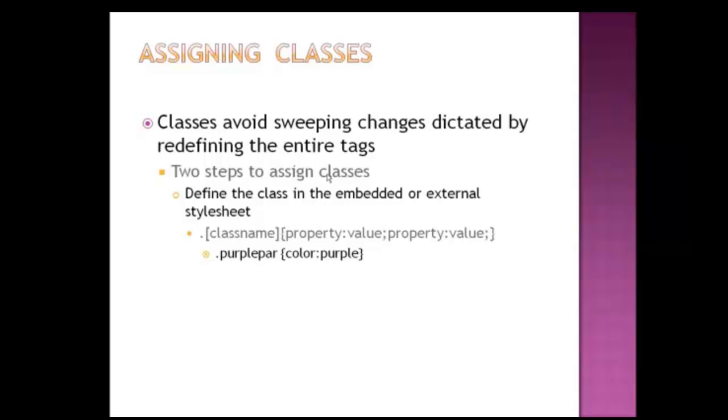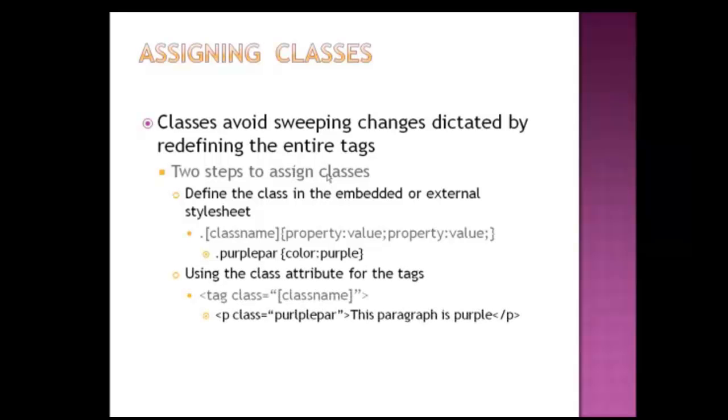So in your external style sheet file, or within the style tag of the head element for embedded style sheets, you put a period, and then you type the name of the class, and then in the curly braces, you type the property value formats. And if you have multiple, again, you can separate them by semicolon. And the second step is to use the class attribute of the element and assign the class name that you defined in your cascading style sheets to it.